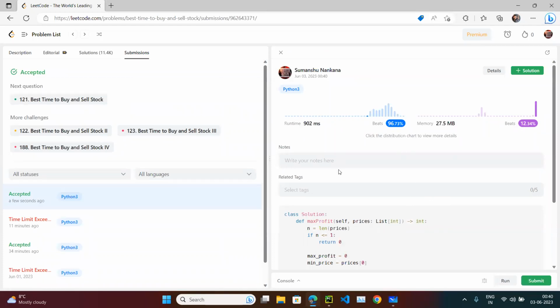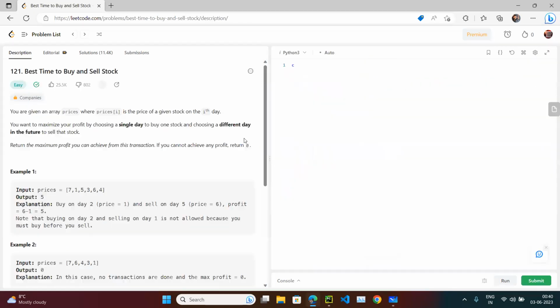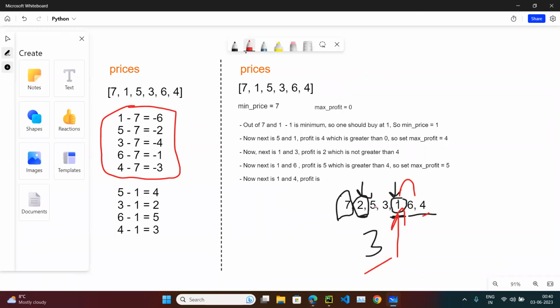So you could see as soon as we just run the one loop, we beat 96% of the people. Right? Because we are skipping so many loops. In this scenario, we just check seven with two. Now, if we check two till one, we are skipping two with six and four because we found the minimum element. Then we don't need to check with six and four because as soon as we found the minimum element, it doesn't matter how many big elements will be there.